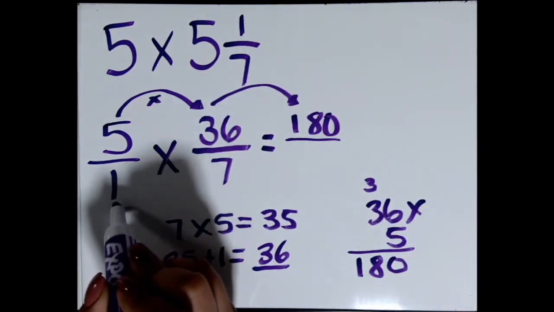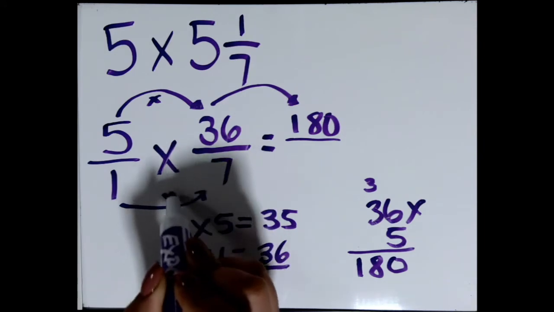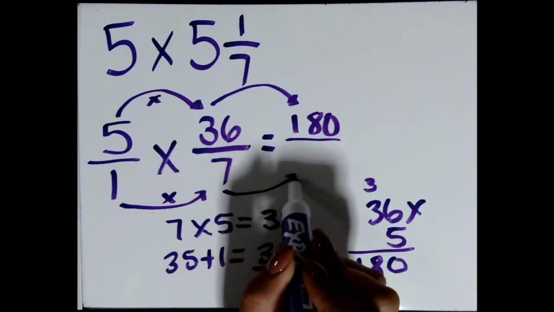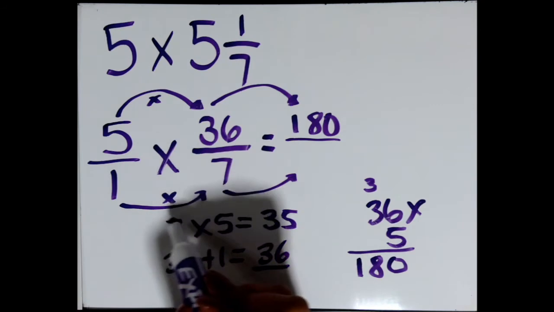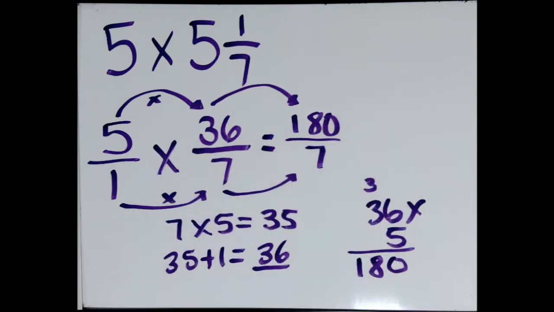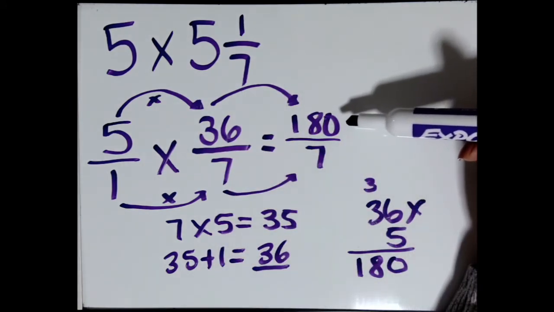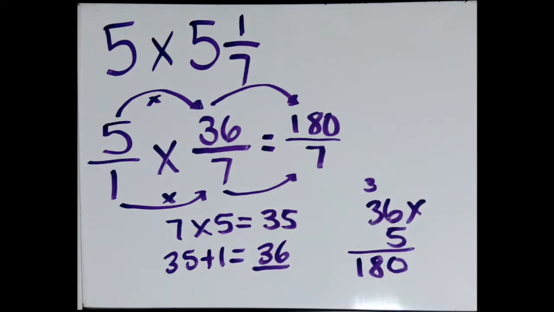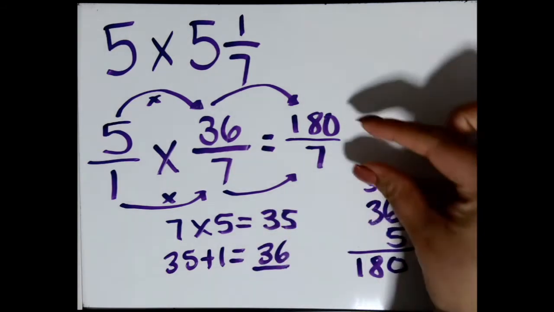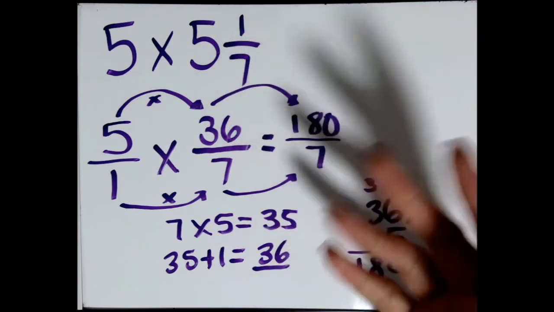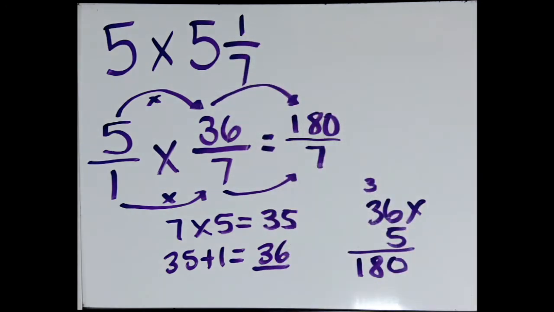Then you do the same in the bottom. Denominator times denominator will give you your new denominator. 1 times 7, that is 7. Now that we get to this point, this is your answer. Yes, this is the correct answer, but this is not the correct way to show the answer. The correct way is to make any improper fractions into a mixed number. So let's go ahead and do that.